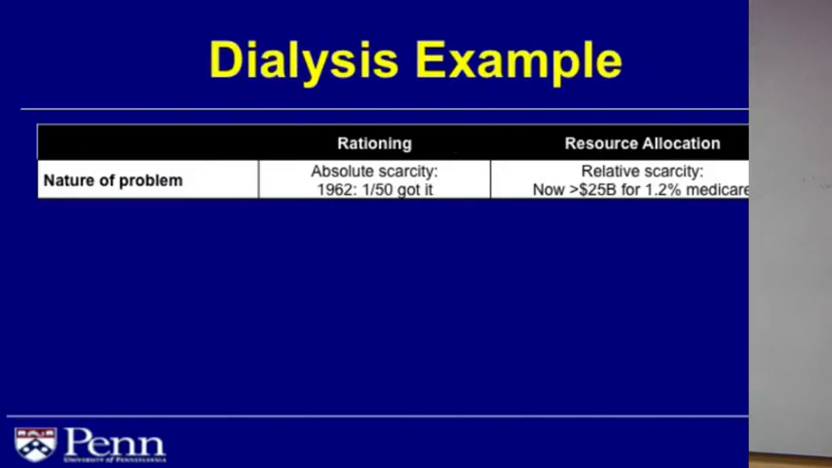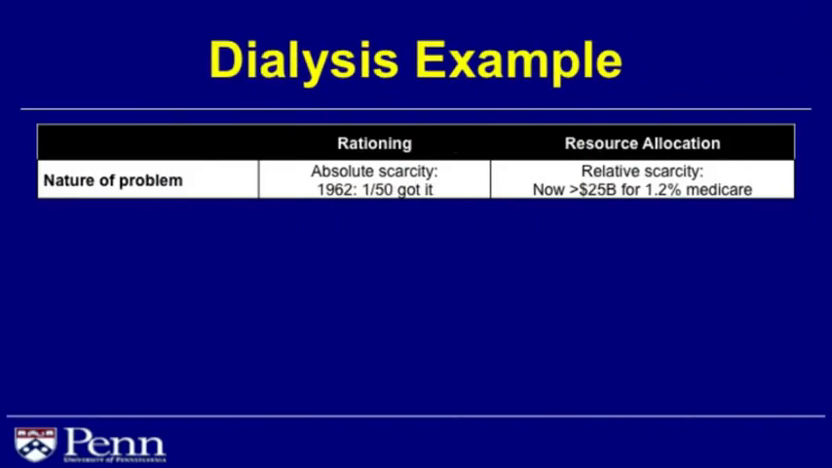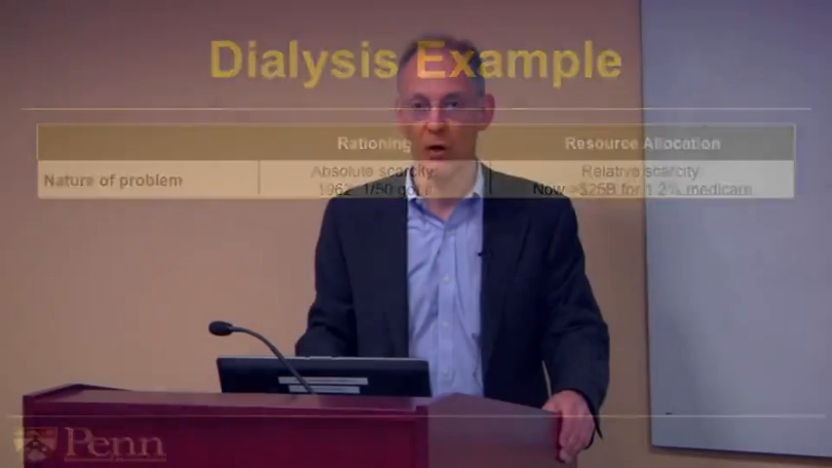On the other hand, when dialysis became paid for by the government and a lot of machines were produced, there was no limit to the number of machines, but there was a relative scarcity. It was now quite expensive to provide dialysis to all the people who needed it. In fact, for a very few number of people, it was 1.2% of all Medicare expenditures, more than $25 billion for the people who are getting dialysis.